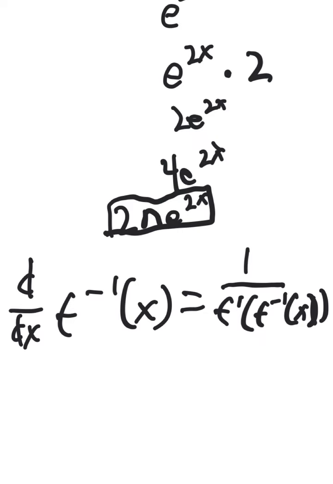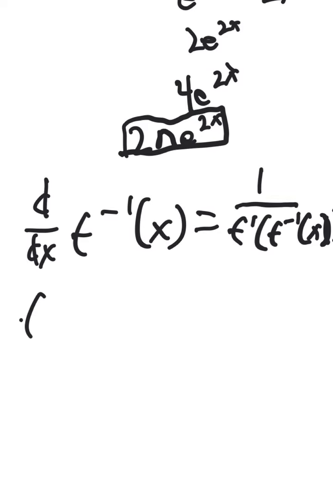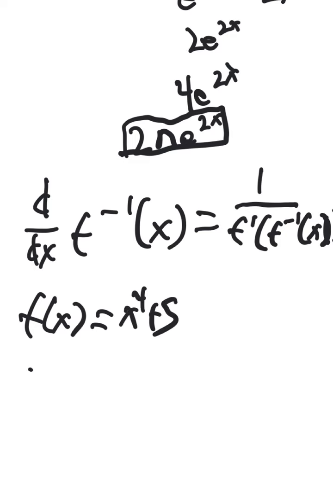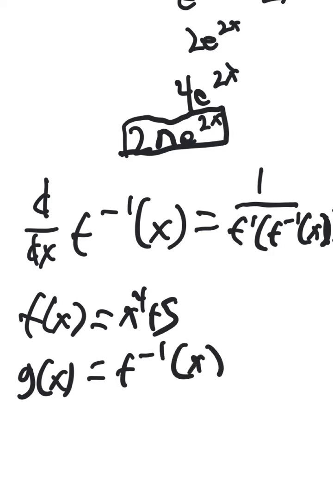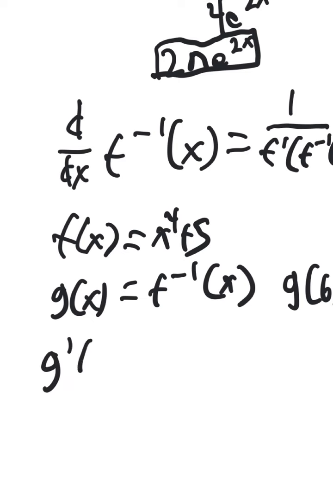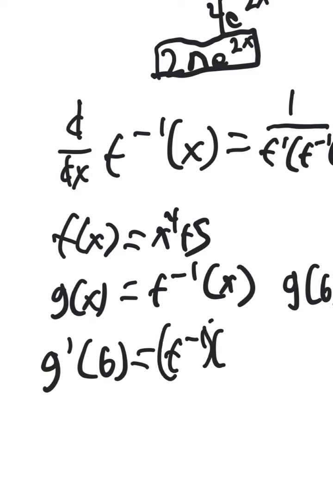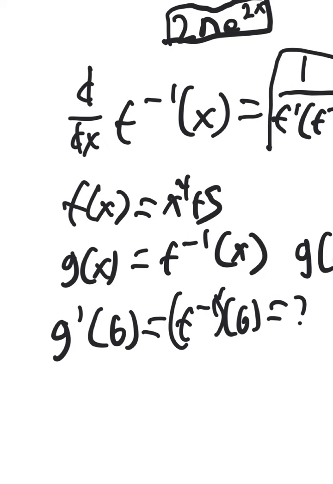So I think it's best to see this in an example. Let's say we had f of x equals x to the fourth plus 5. Let's say g of x is the inverse of f, so f negative 1 of x. And we know that g of 6 equals 1. So now the question is, what is g prime of 6, which is the same thing as f negative 1 prime of 6? So what does that equal? How would we go about doing this? What we can do is plug it into this formula over here.